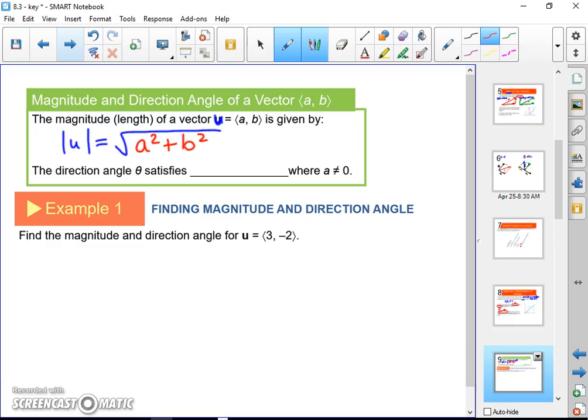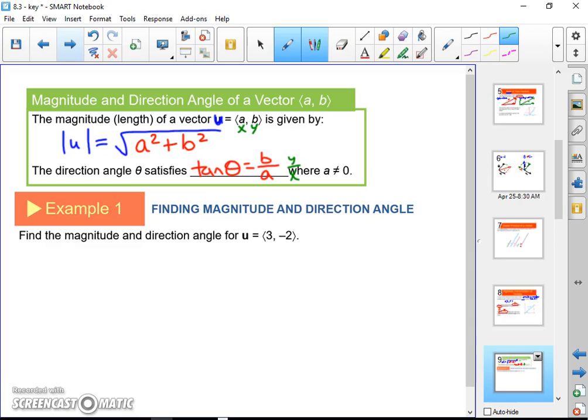Direction angle theta is going to satisfy the formula tangent theta equals b over a. So notice your a, b points are like x and y. So really we already know both of these formulas. If you think back to chapter 5, we had tangent theta equals y over x, and that's exactly what this is. Tangent theta equals b over a is the same thing as tangent theta equals y over x. We've already used both of these formulas. So these are formulas for finding magnitude and direction of a vector.